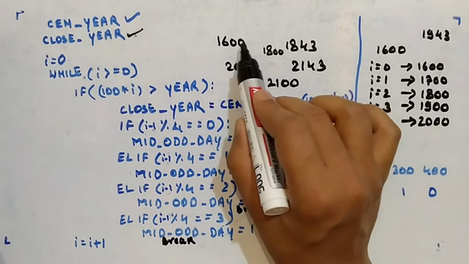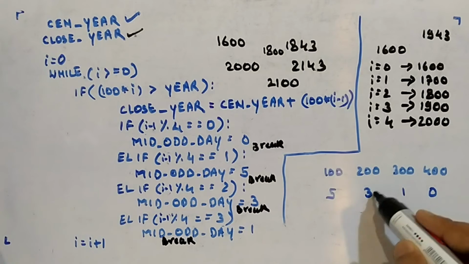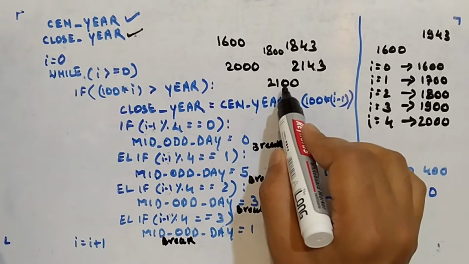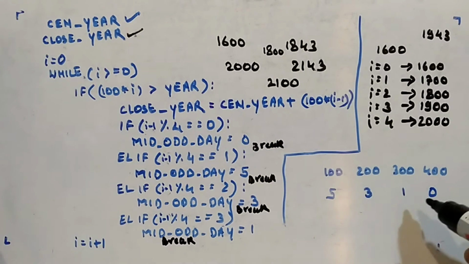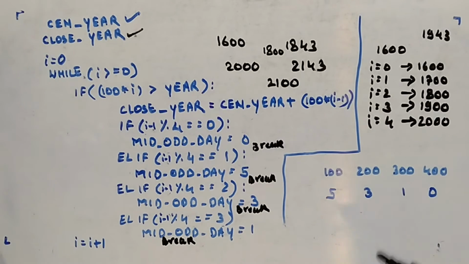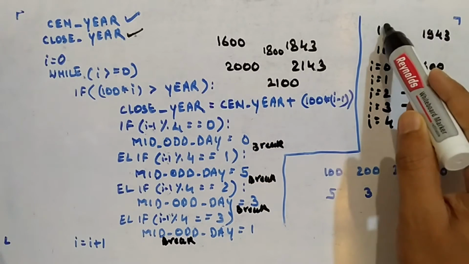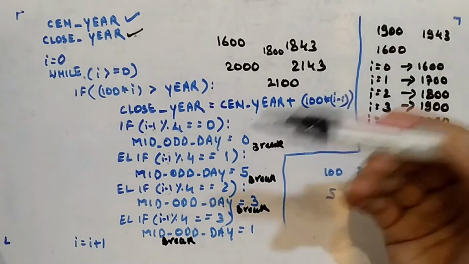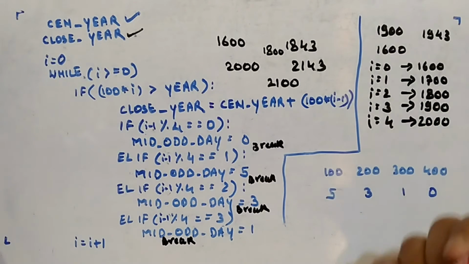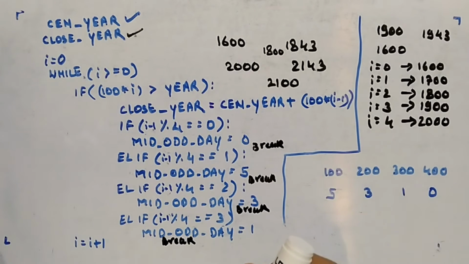Coming from there to here, how many years have you traveled? 200 years. So 200 years will take 3 odd days. Similarly here, you have traveled only 100 years, and 100 years means 5 odd days. So this is what it is calculating. Now you are at the 1900 position. Next I'll tell you how to reach from this position to the final position. 43 years you have to cover, right? And then we're going to add all the odd days.